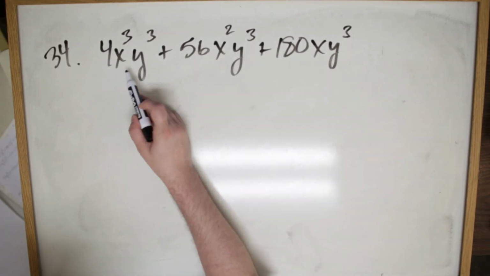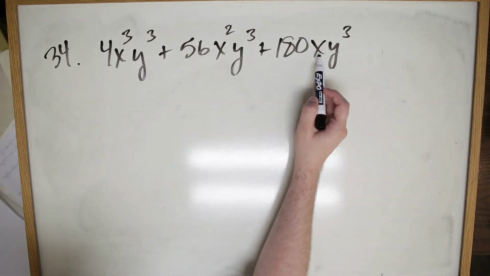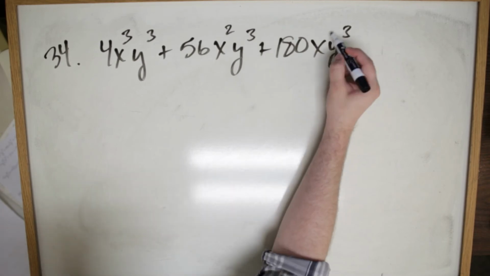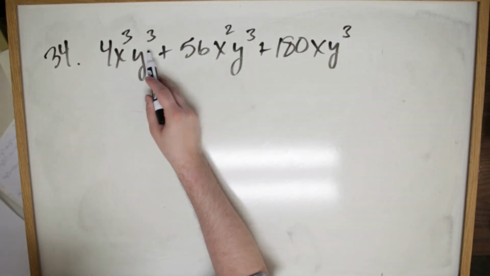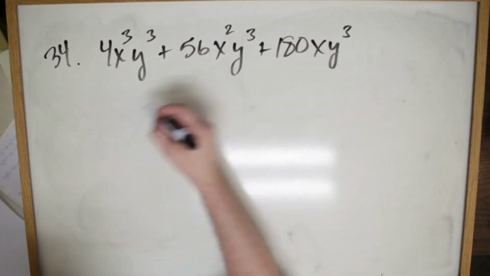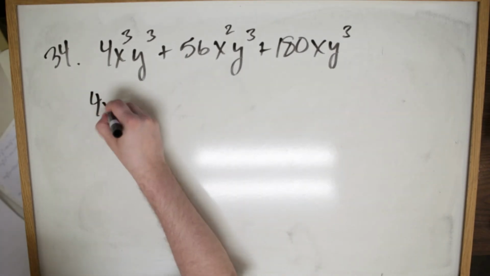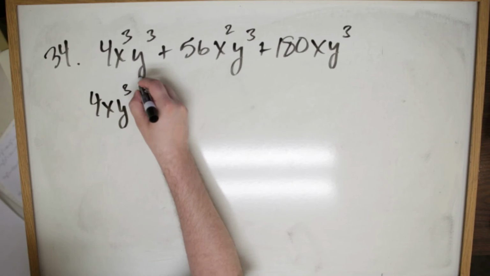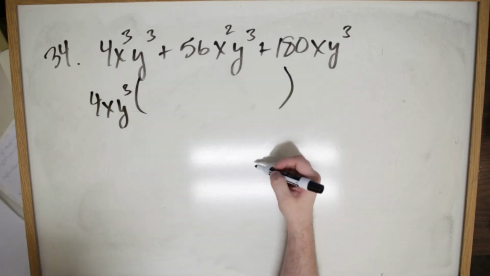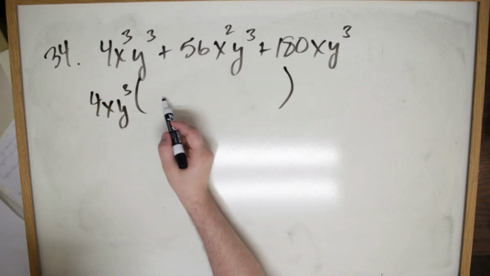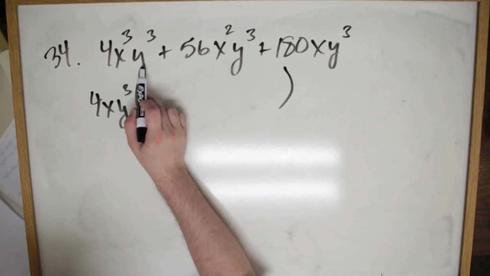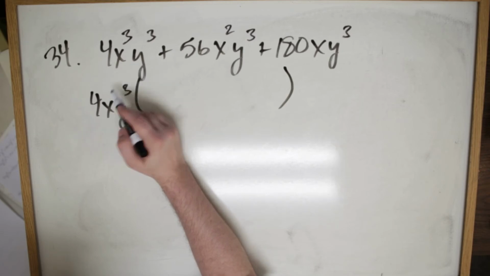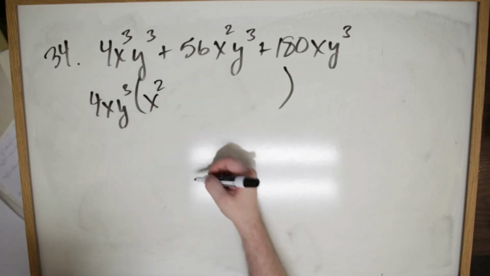There is an x, so this is x to the first, that's the smallest one, it sits inside of all of those, and then there's also a y cubed. So I'm guessing that the initial factor is going to look like this, and now we have to figure out what's left. We pulled a 4x y cubed out of a 4x cubed y cubed, so it looks like x squared is remaining.